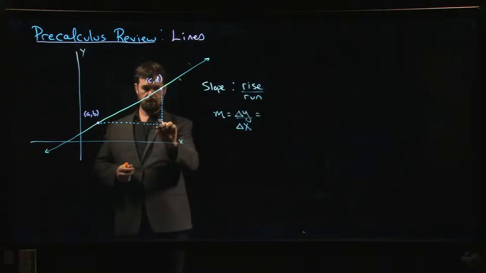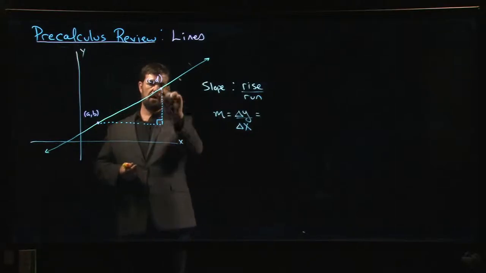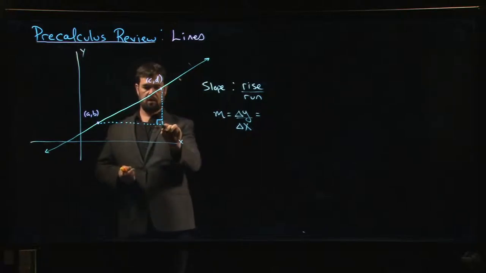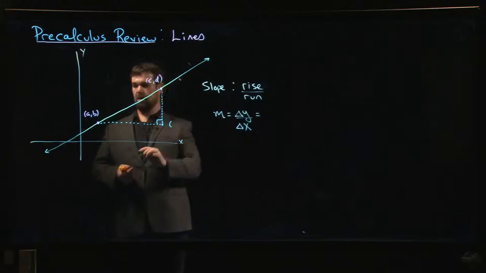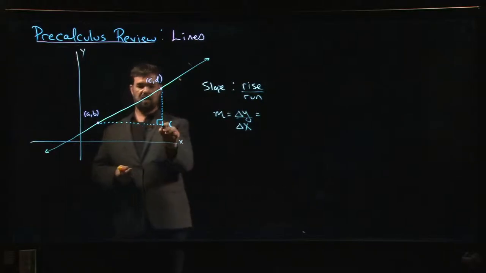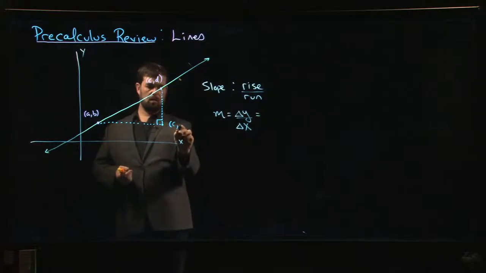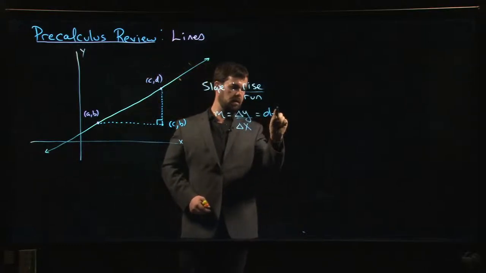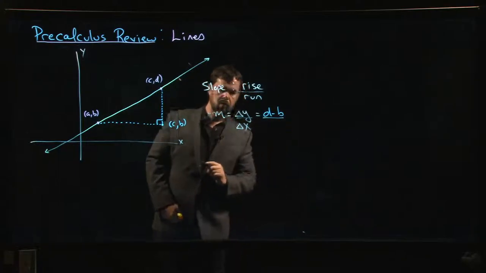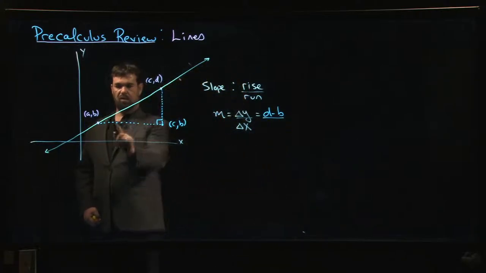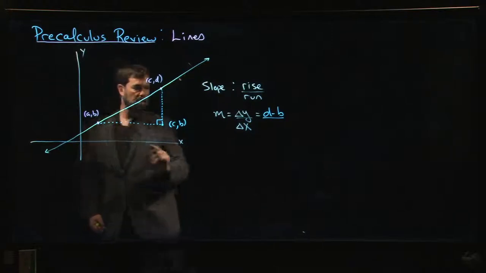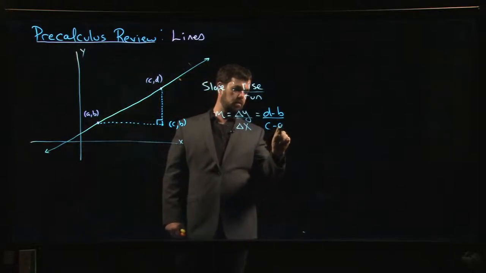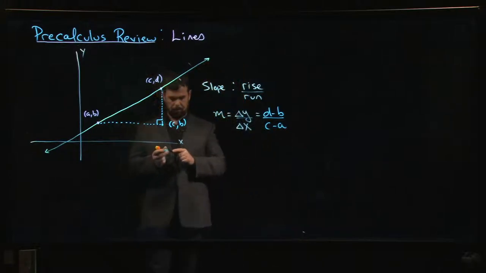right-angled triangle here, okay? The height, right, is this change. So here, this point here that I've drawn, I've changed the x-coordinate, but not the y-coordinate, right? So the x-coordinate has changed to c, the y-coordinate is still b. So the change in y, right, is this change between b and d. D minus b, okay? That's the change in y. The change in x, you can see along here, right, the difference in x is c minus a, right? There's the slope for our line.